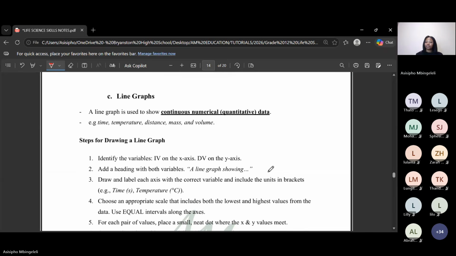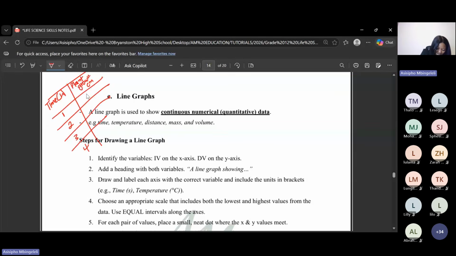Line graph. Coordinates. You are given data. Let's say this data is about time, and this time is in hours, and plant growth. I'm just making something up now because of time. Plant growth in centimeters. Then 1, 2, 3, 4, and plant growth 5, 10, 15, 20.